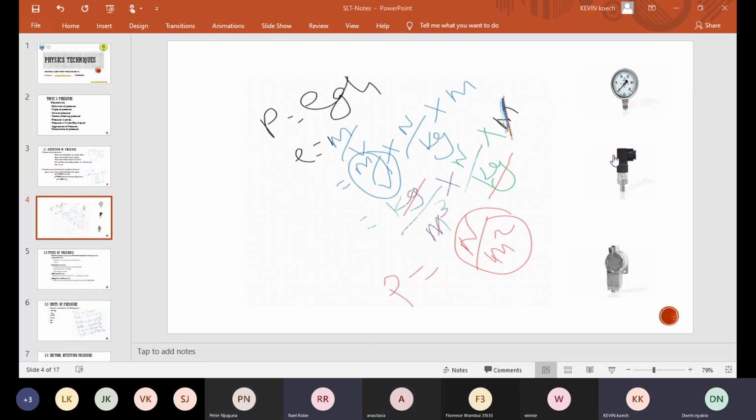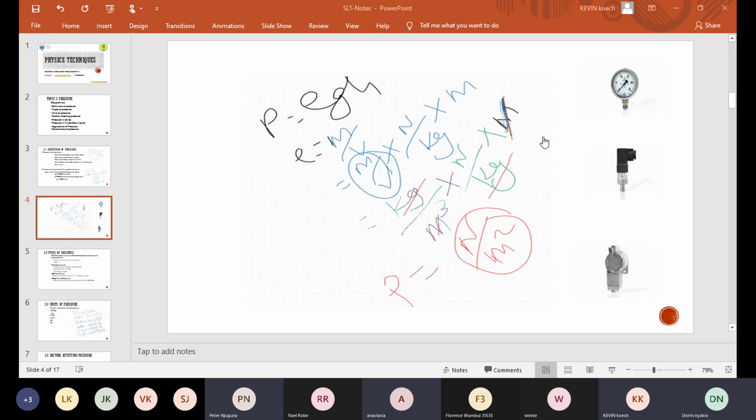Pressure using the formula of force divided by area. What are the units? Calculate pressure when using force divided by area. What are the units? Yeah, Peter Njuguna. Yeah, Newton per meter squared, because force is given in terms of Newton, and then area in terms of meter squared. Yes.